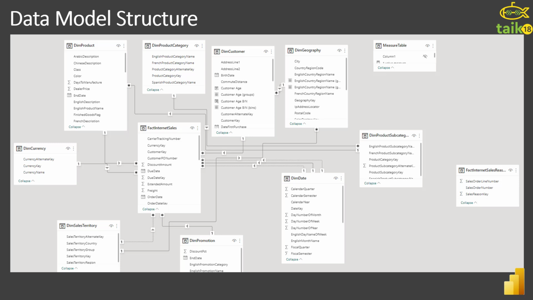I think I have built one additional table where it goes like a snowflake schema, but that's not a big deal now. But ideally, this is how the relationships are.